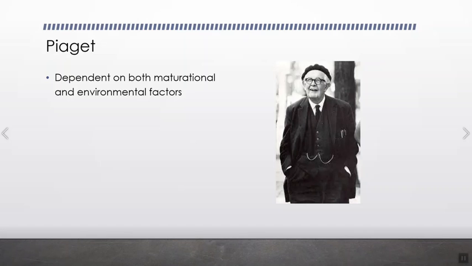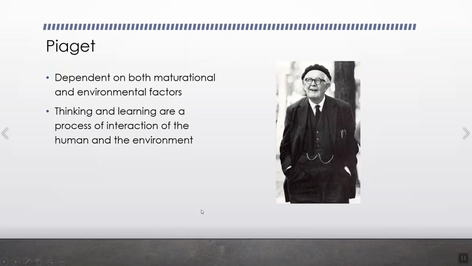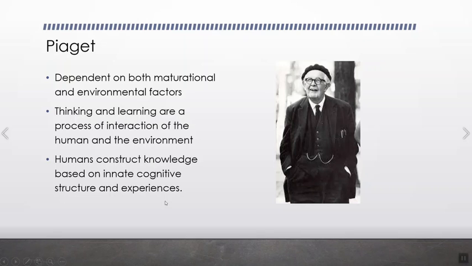These stages are dependent on both maturation and environmental factors. Thinking and learning are a process of interaction of the human and the environment. And humans construct knowledge based on internal cognitive structures and experiences.